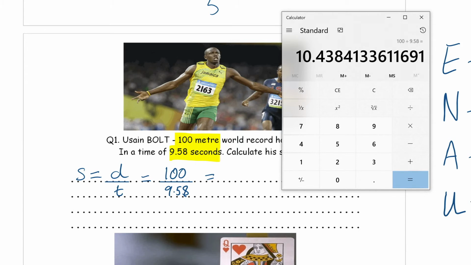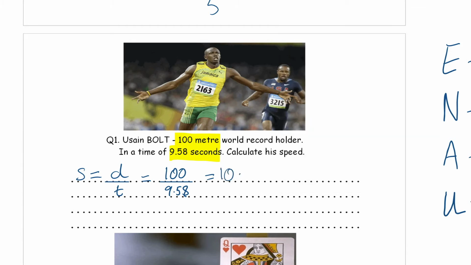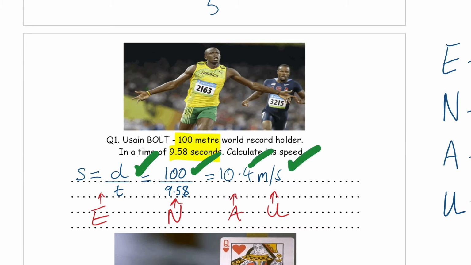That is 10.4 rounded to 1 decimal place. And the units, remember, there. So if we were to summarize this, what have we done? Equation, substitute the numbers, calculate the answer, state the units. 4 steps, which gives you 4 marks. 1, 2, 3, 4.